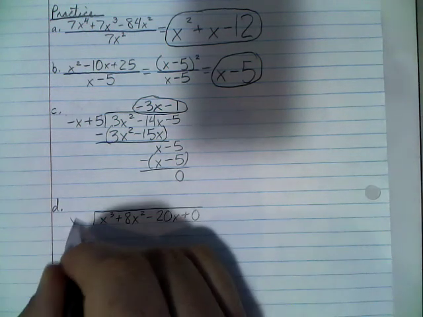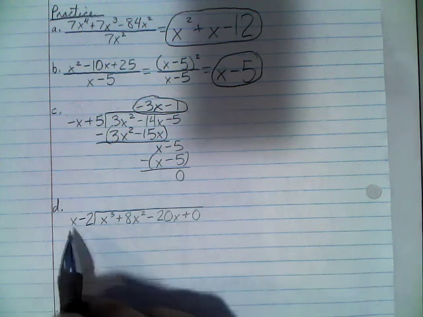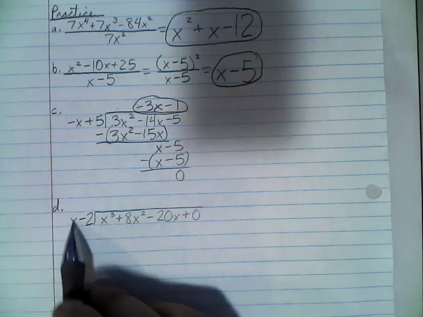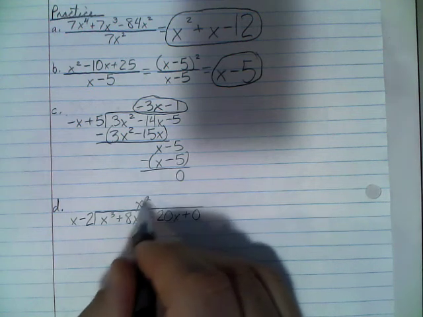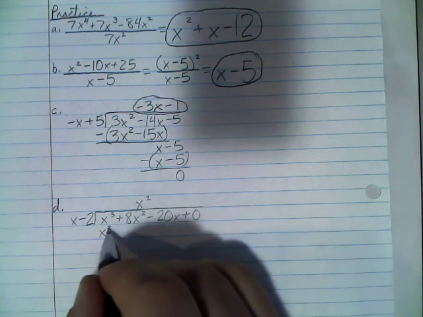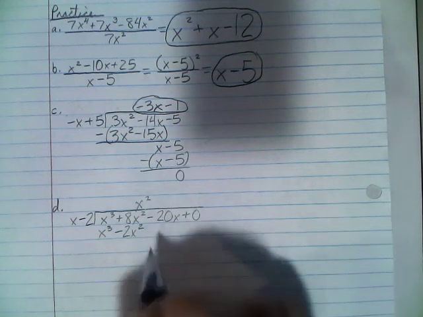My divisor is an x minus 2. And now we're ready to divide. So if we go ahead and divide this, what does it take to make an x cubed? Well, it takes x squared. So that x squared times x is x cubed, and x squared times a negative 2 would be a minus 2x squared.